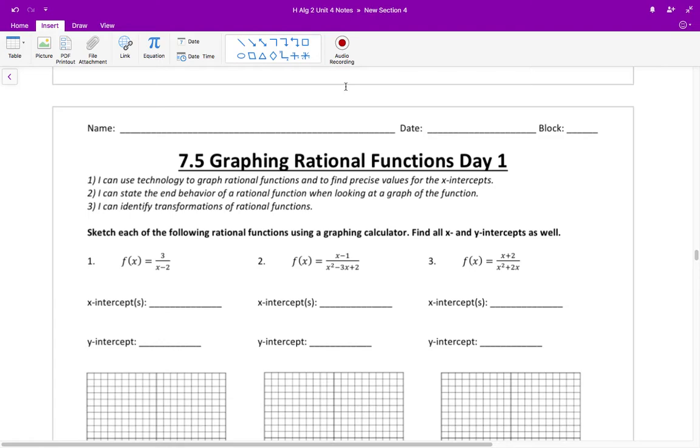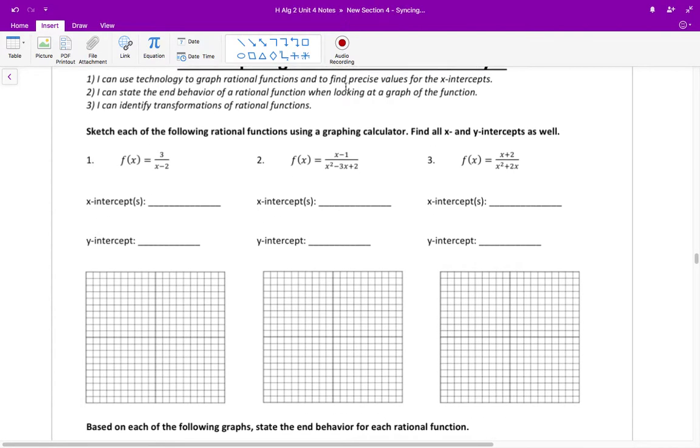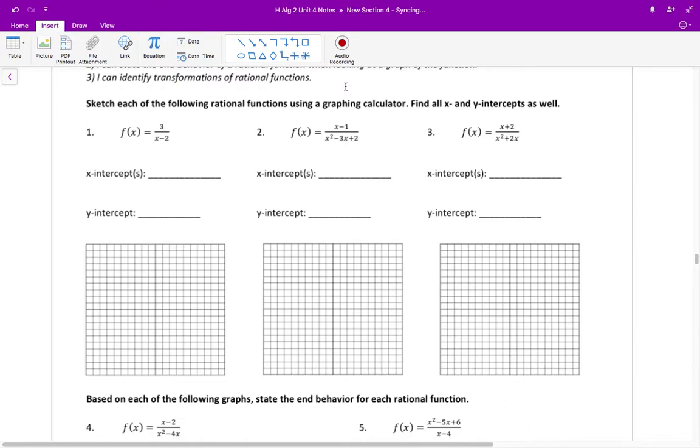Okay, so what we're going to do first off is we're going to work on sketching graphs of rational functions. We're going to do so using a graphing calculator. When we do this, I want you to find all of the x and y intercepts and then go ahead and sketch a graph.